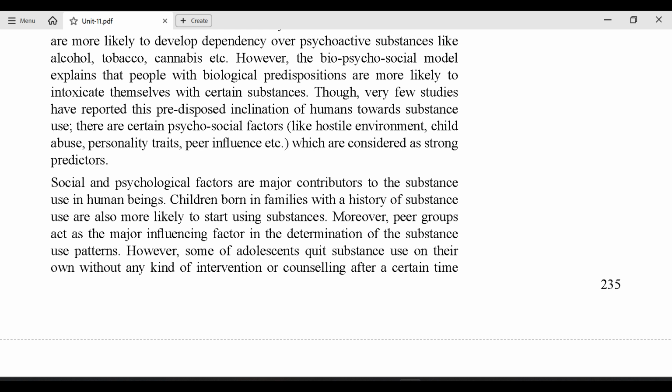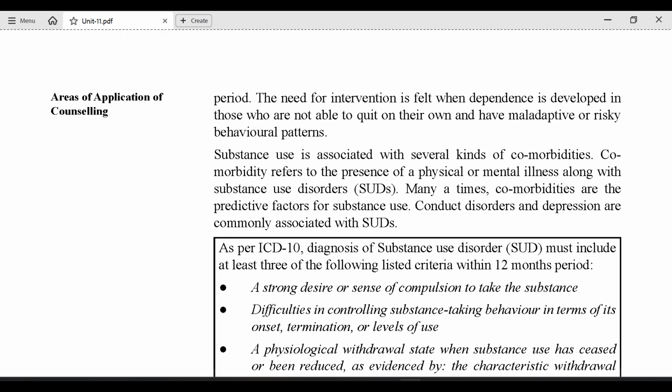Children born in families with a history of substance use are also more likely to start using substances. Moreover, peer groups act as the major influencing factor in the determination of the substance use patterns. However, some adolescents quit substance use on their own without any kind of intervention or counseling after a certain time period. The need for intervention is felt when dependence is developed in those who are not able to quit on their own and have maladaptive or risky behavioral patterns.